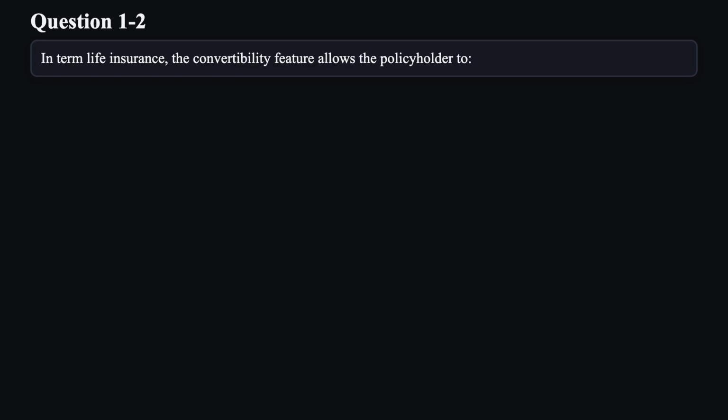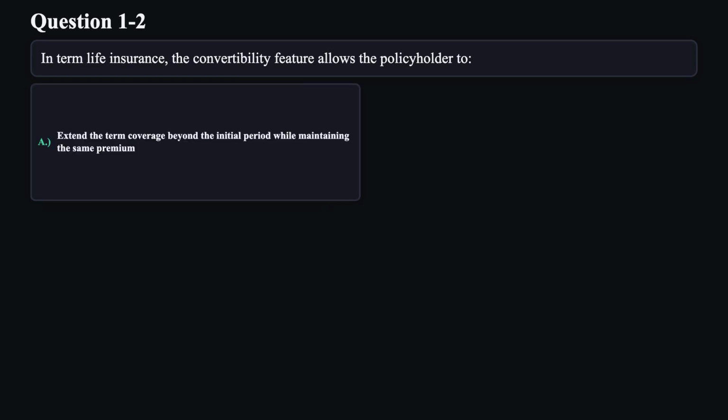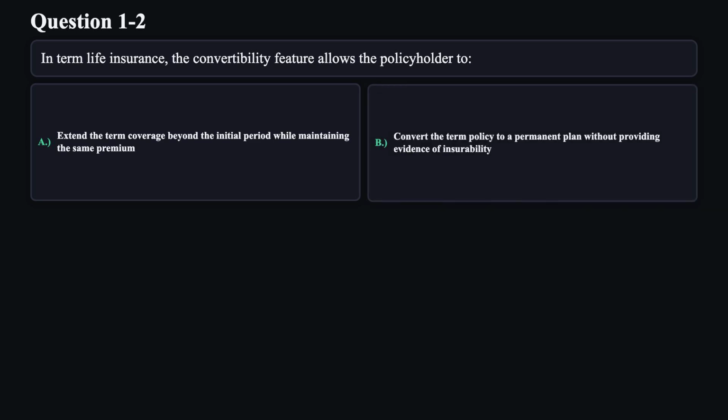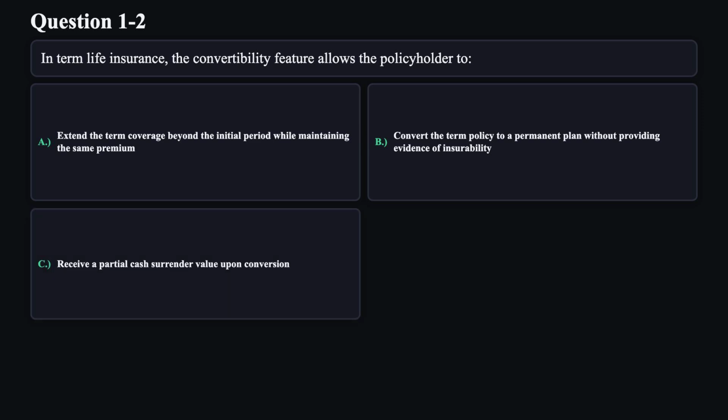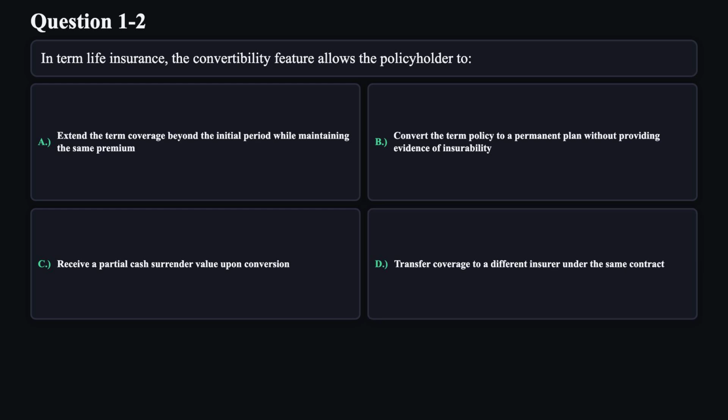Question 2. In term life insurance, the convertibility feature allows the policyholder to A. Extend the term coverage beyond the initial period while maintaining the same premium. B. Convert the term policy to a permanent plan without providing evidence of insurability. C. Receive a partial cash surrender value upon conversion. D. Transfer coverage to a different insurer under the same contract.